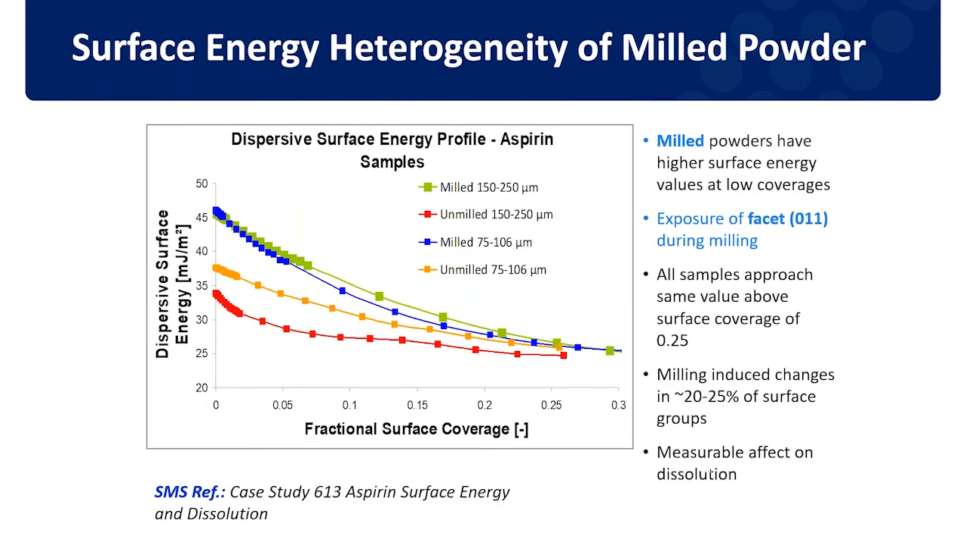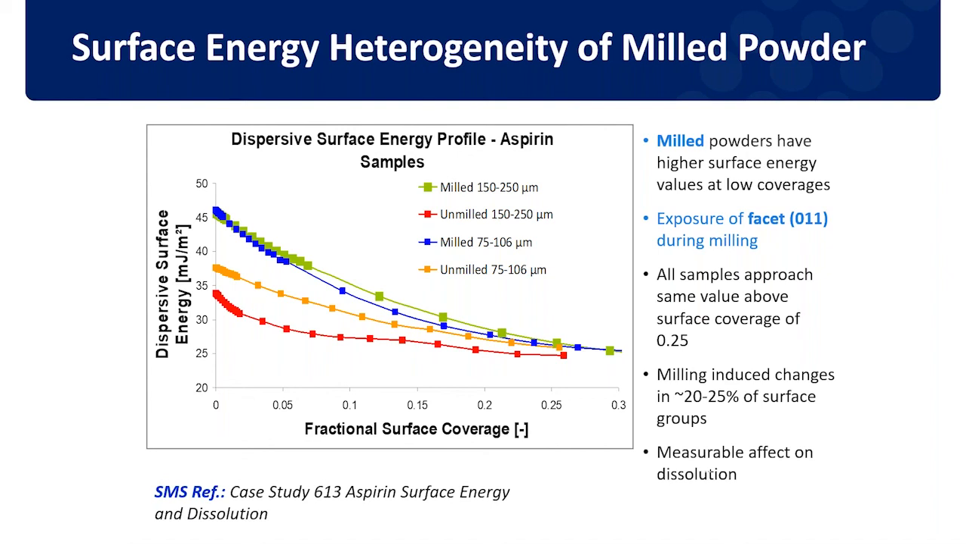So then, to each of the samples, we measured their dispersive surface energy, and you can see a clear difference. For both of our milled samples, we clearly have higher energy sites as a result of this milling effect. This milling effect was likely to have exposed some high energy facets and activated some high energy sites on the surface. We can also see that at surface coverages above 25%, as we're approaching 25%, the values start to get to the same value. So we've only affected about a quarter of the surface by activating those high energy sites, and that is what is encouraging it to get to some of those faster dissolution rates.